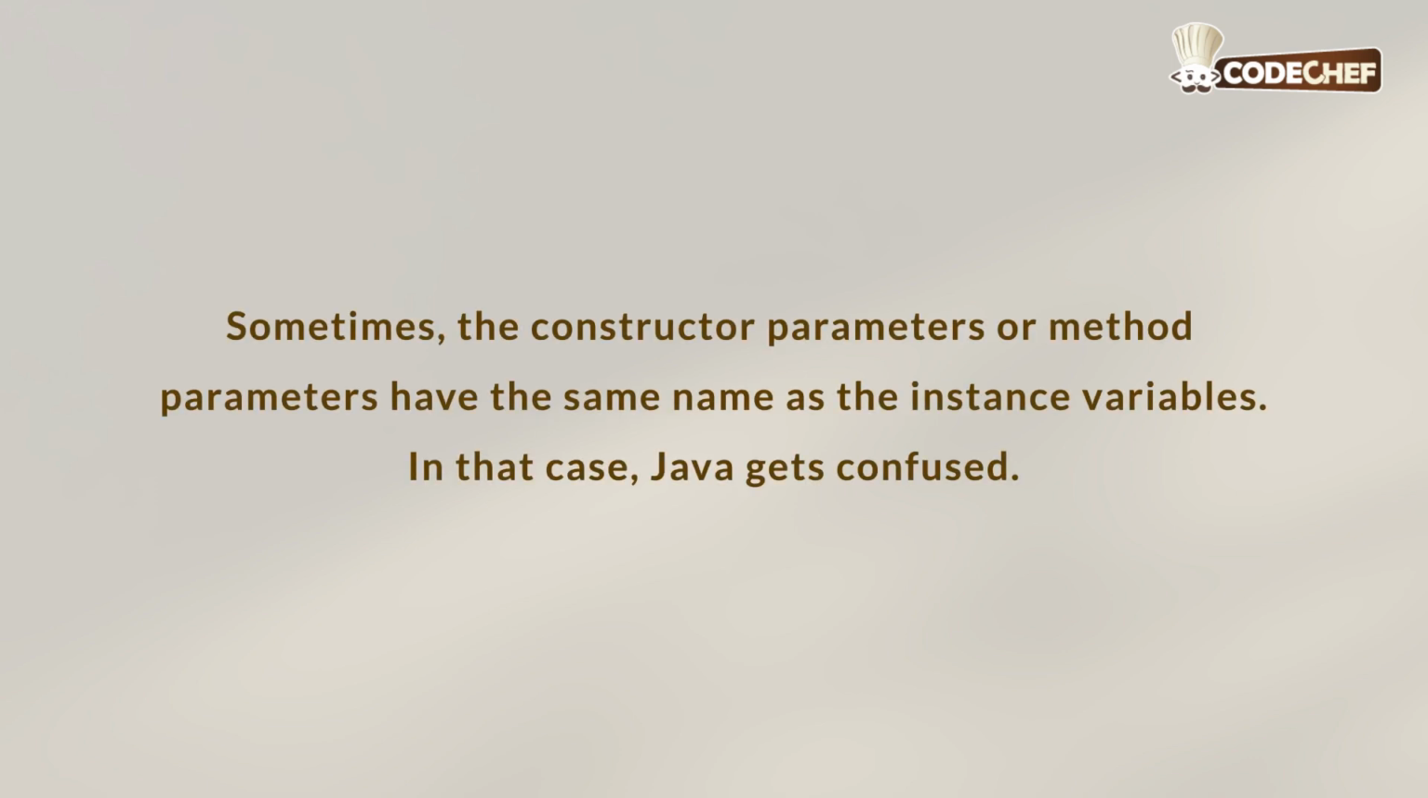Now why do we need this? Sometimes the constructor parameters or method parameters have the same name as the instance variables. In that case, Java gets confused.